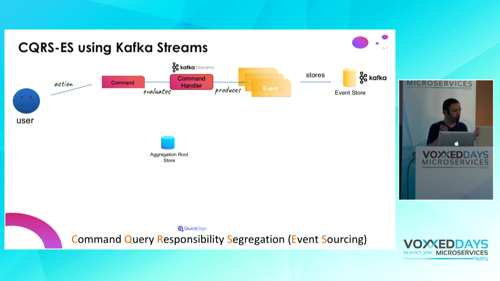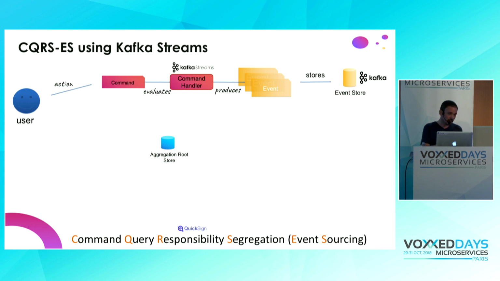The first one is when the user requests something from your system, it generates a command, which is an object. For us, it doesn't necessarily need to be stored somewhere, but you can if you want, since it's a message. It's evaluated by a command handler, which does the validation and takes the decisions, but instead of taking action directly on the database, the decisions that it makes are materialized as events, which are stored in an event store, which is, for us, a Kafka topic.